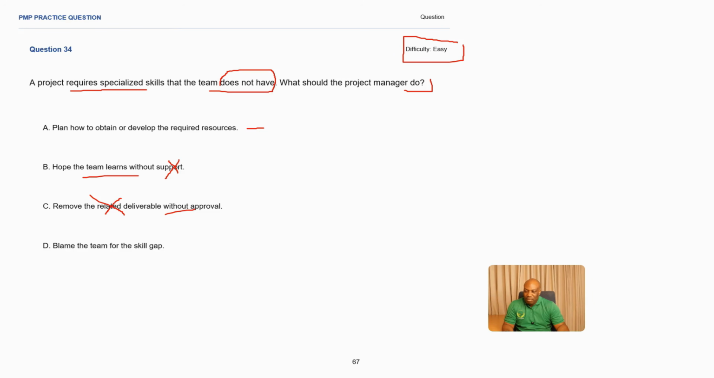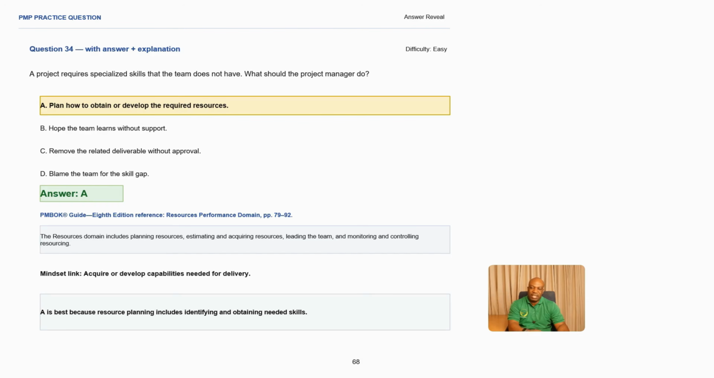Then D, blame the team for the skill gap. You don't blame your team in the project. Remember, during execution, one of the processes is to develop your team. You must make sure your team is trained enough for the project, making this an incorrect answer. Therefore, the best answer in this scenario is A. You need to plan how to obtain or develop the required resources in a project environment.